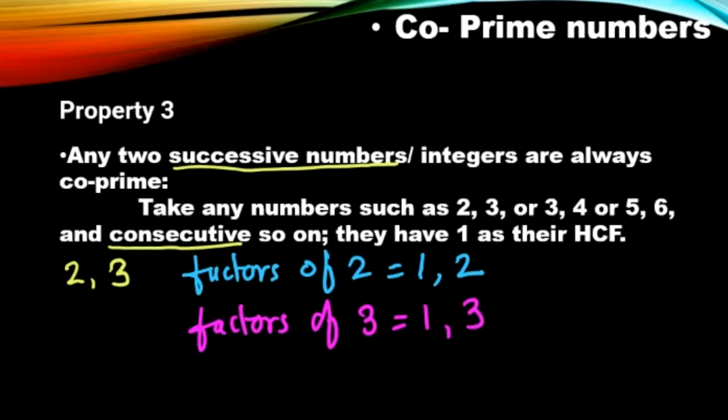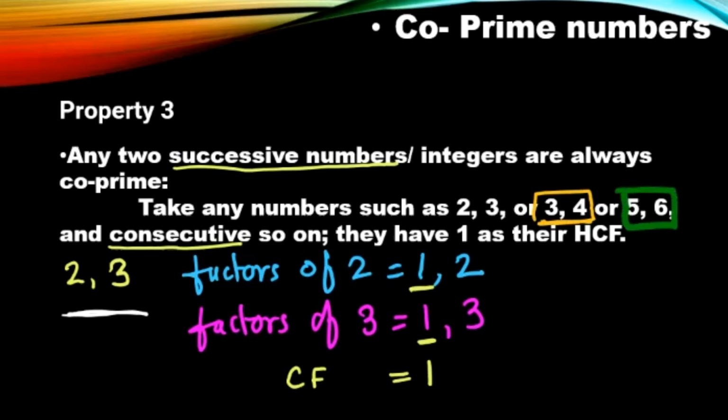But children, you can take any number, even a composite number, you can take here. But in this case we got the common factor is 1. So that means 2 and 3 are co-prime numbers. So any two consecutive numbers or successive numbers are co-prime numbers.